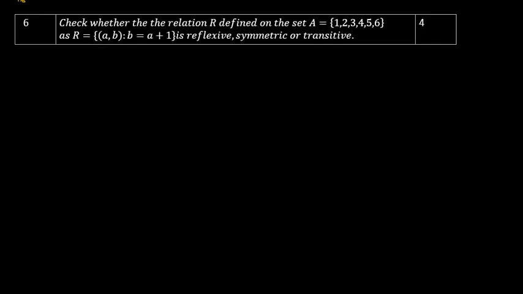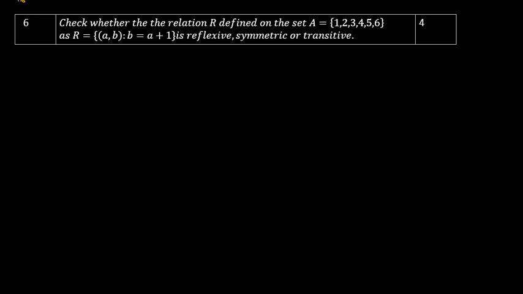Now the sixth problem. This problem is of 4 marks, so it will be a little difficult and a little lengthy. The problem is: check whether the relation R defined on set A as R = {(a, b) : b = a + 1} is reflexive, symmetric or transitive. We all know what reflexive, symmetric and transitive relations are.